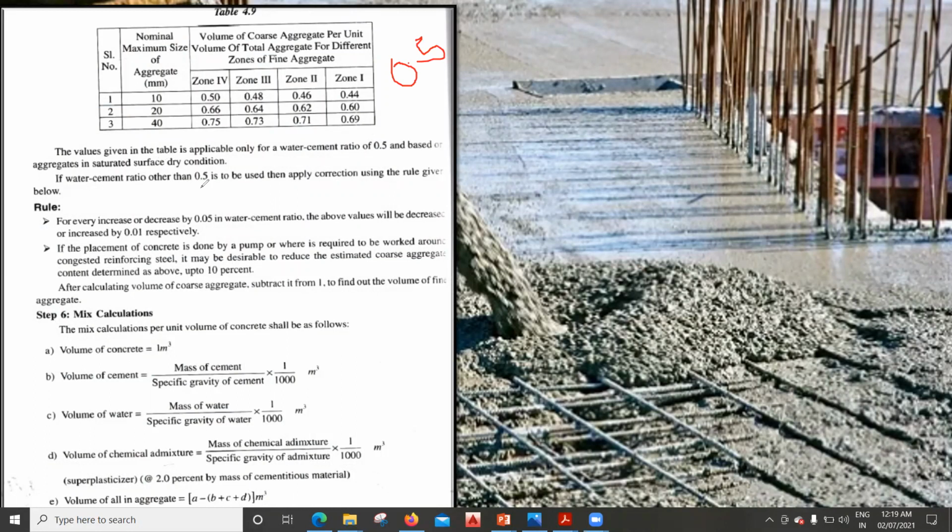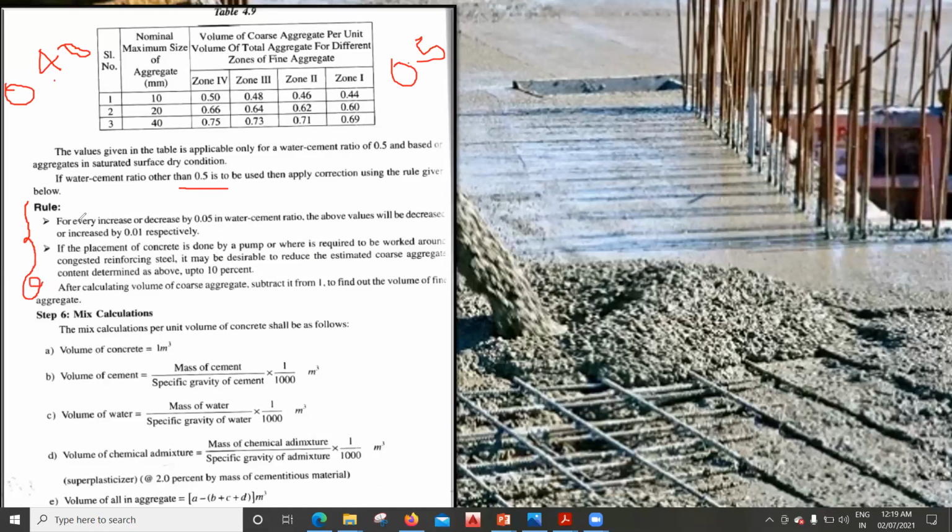If the water cement ratio is other than 0.5, what is our condition? Our water cement ratio is 0.4. That means the table values we have taken are not going to work out for my calculation, right? So then apply the correction factor. This is a rule we need to follow. It's a very simple rule.